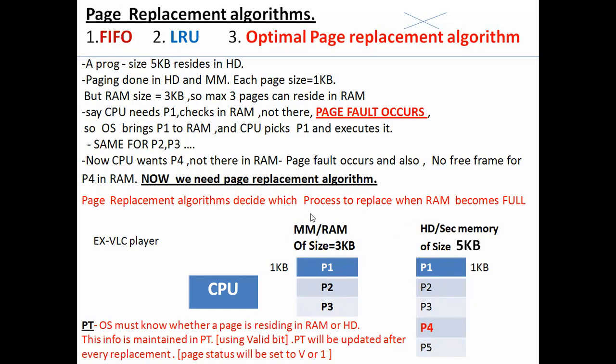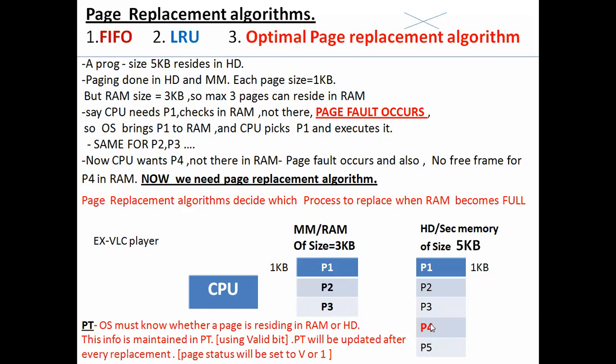3 pages. Suppose in the RAM I have only 3 frames, where each frame can occupy 1 page. Hence, 3 frames can only occupy 3 pages. Suppose our CPU is requesting the 4th page, P4. No space is available in the main memory to occupy the 4th page.